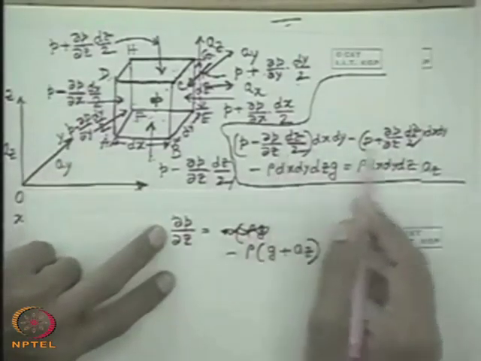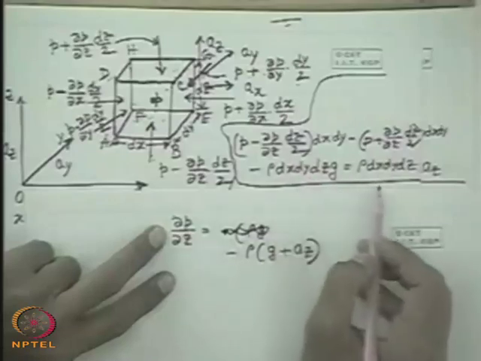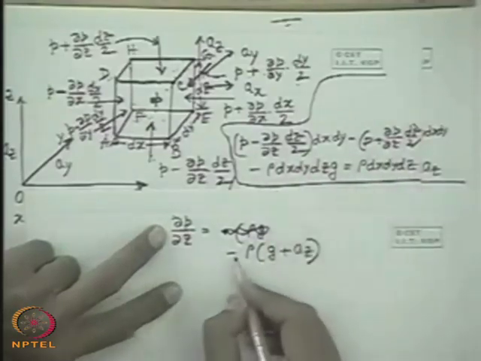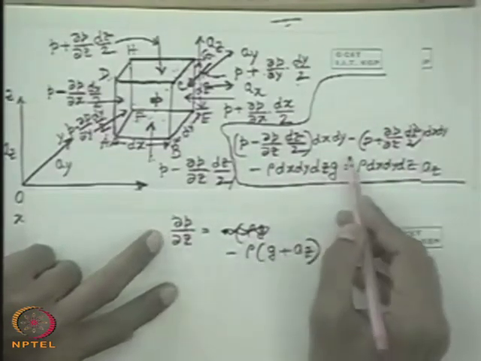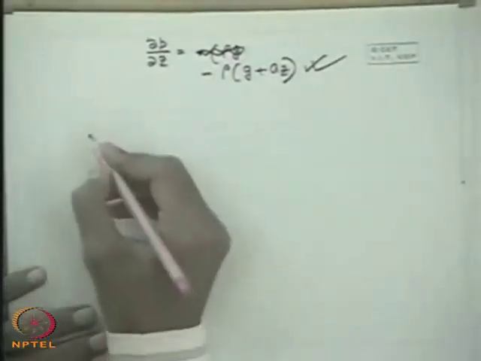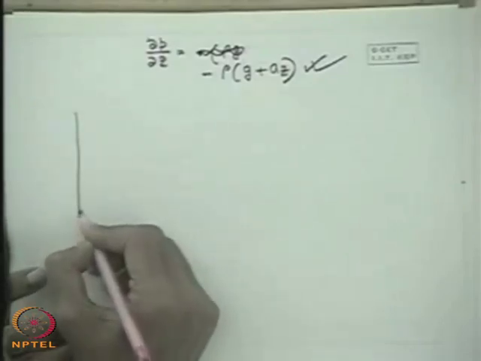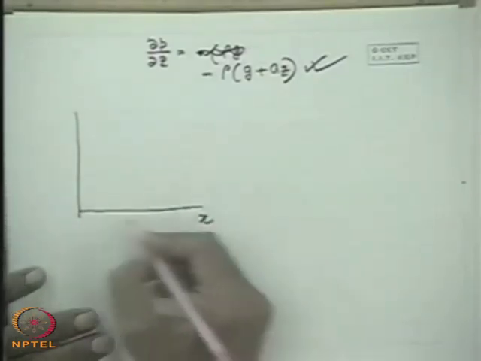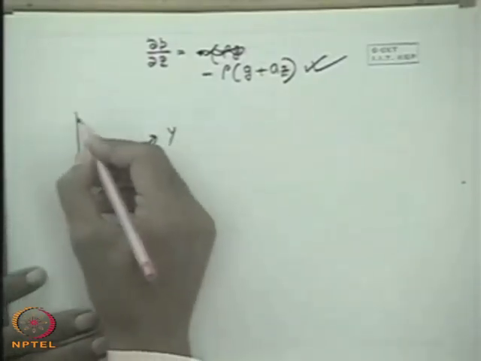Minus del P del Z, this is minus del P del Z. If I take there, then it comes here minus rho into g plus az. From here this is clear? Okay. Now therefore we can write that in this case what we get in a fluid body, which is very important, x, y and z.